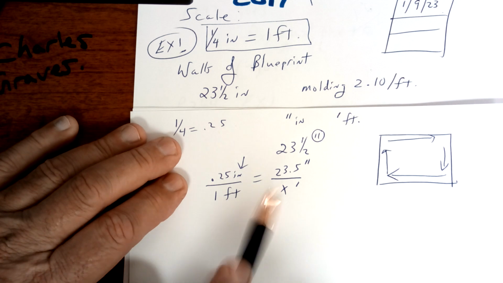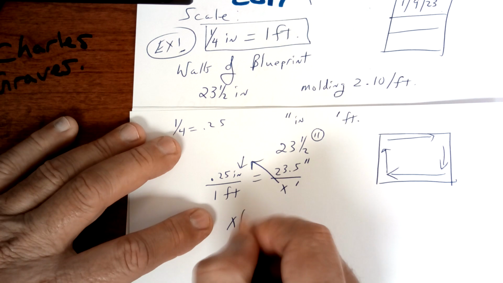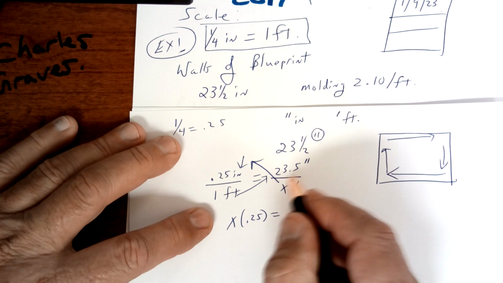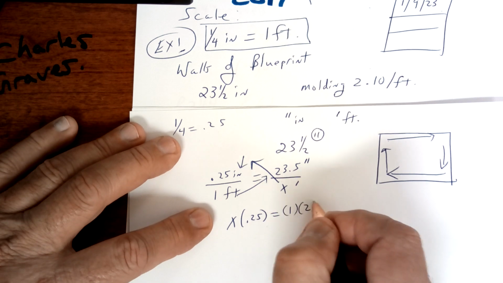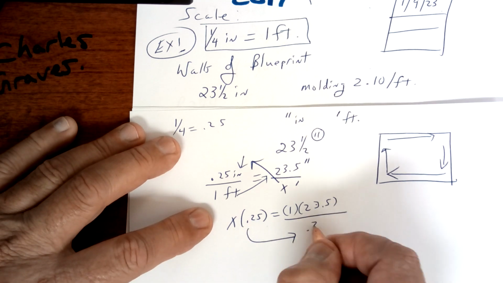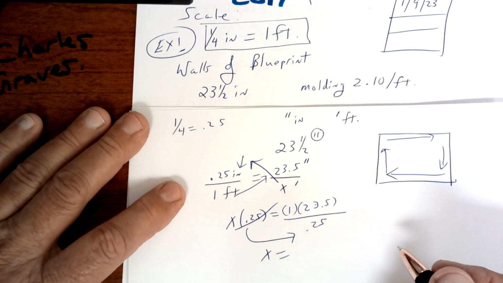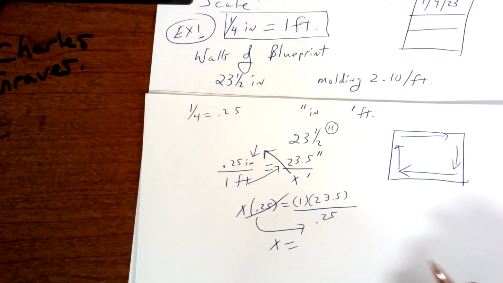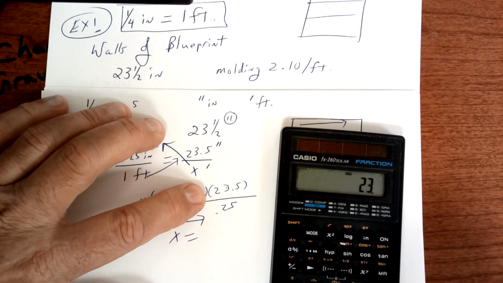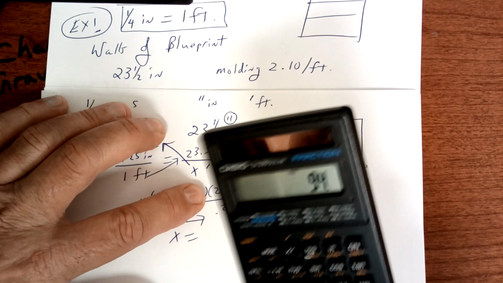Now you cross multiply. So you're going to get X times 0.25 is equal to 1 times 23.5. When you do that, you have to divide right here by 0.25. So you're going to get X equals, and this is going to be in feet. Okay? So what you do is you take the calculator, take 23.5, divide it by 0.25. When you do, you get 94 feet.